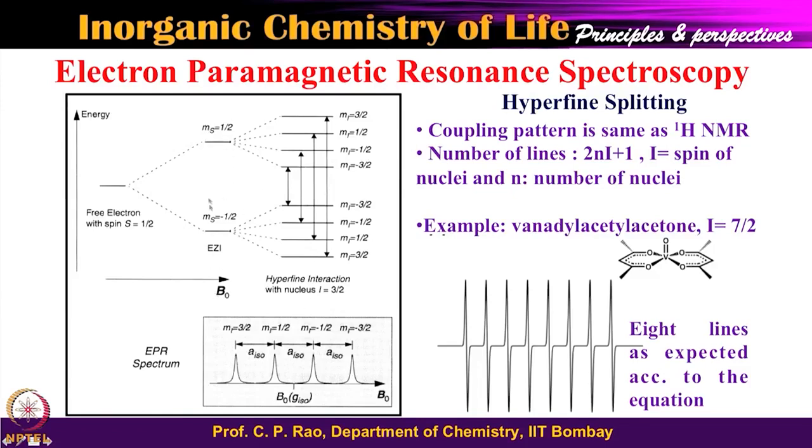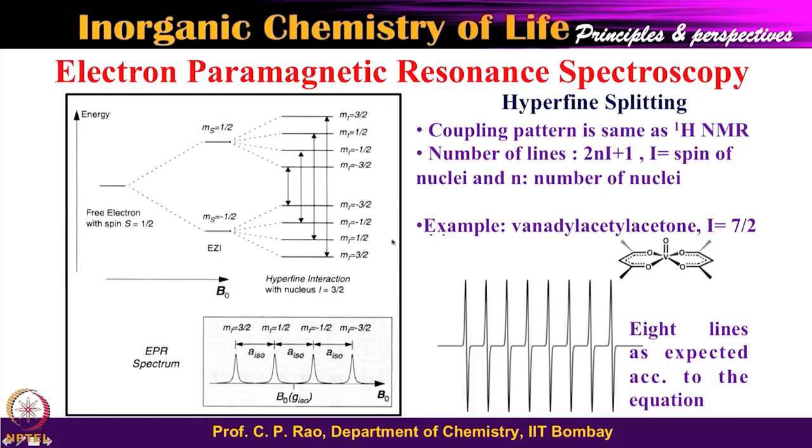The two spins of the electrons are split in the magnetic field, and then each of these electron spin states is further coupled with the nuclear spin and further split. This kind of splitting is hyperfine, and this kind of connectivity is called super hyperfine. So you can find both the nuclear spin connectivity as well as the electron spin details. The number of lines will depend upon 2nI plus 1. I is the spin of the nuclei, n is the number of such nuclei. So how many of such nuclei?